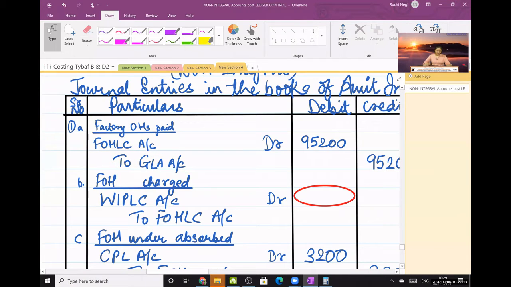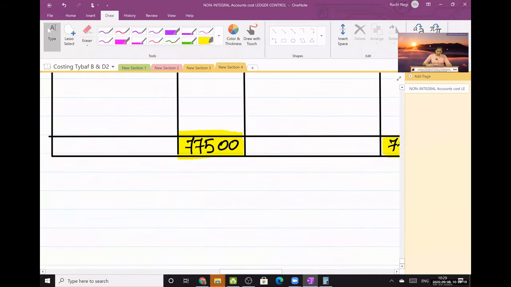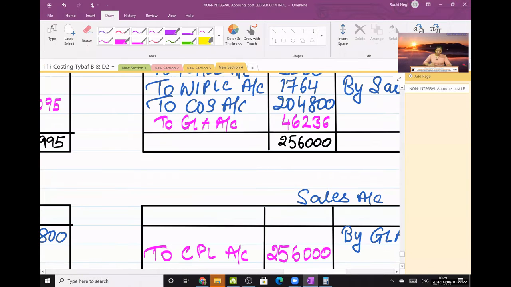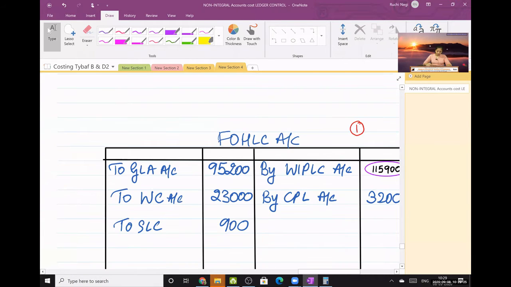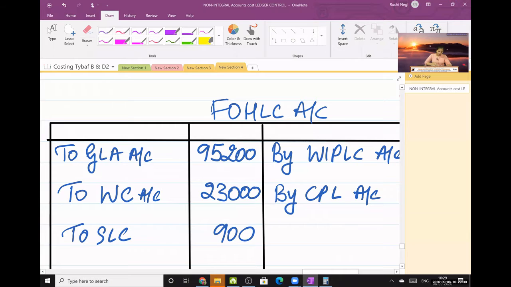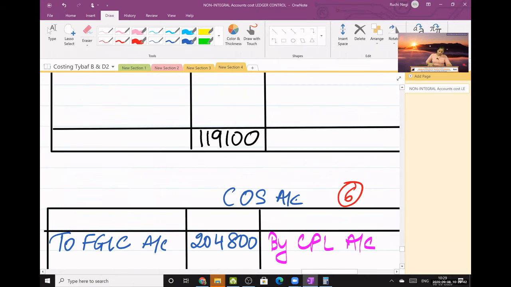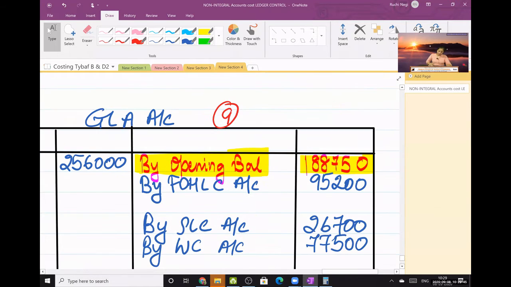Factory overheads paid, FOH to GLA, transfer it. First effect: FOH account debit on the debit side, FOH to GLA, 95,200. Second effect will go to GLA, credit side, by FOH, 95,200.